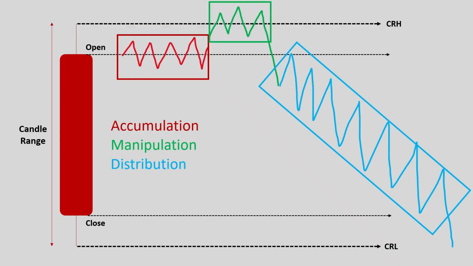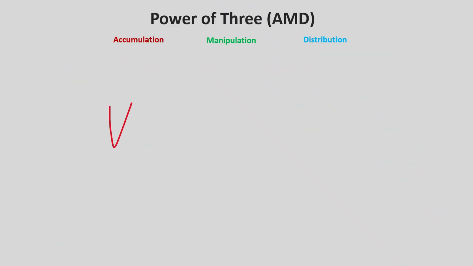Think of this as the heartbeat of the market. Price is always cycling through 3 core phases: accumulation, manipulation, and distribution, or AMD for short. Accumulation is that quiet period where price moves sideways, building up orders in a tight range. It's like the market taking a deep breath before the real move.